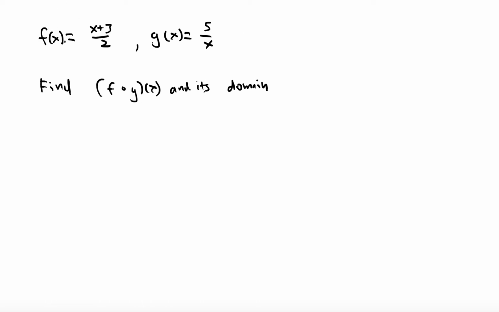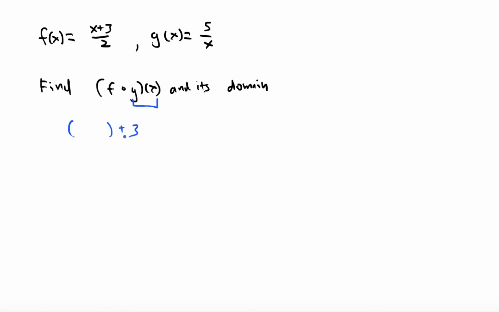Here we have f of x, which is (x plus 3) all over 2, and g of x, which is 5 over x. And let's find the composite function f of g of x and its domain. Okay, so here we see that g is the inner function, and f is the outer function. So let's write the f function first.